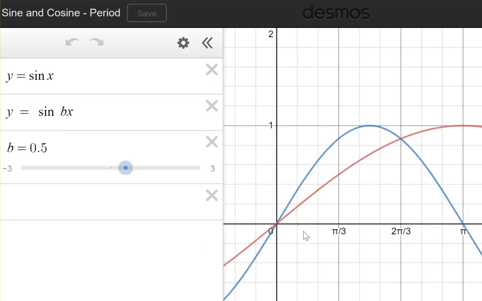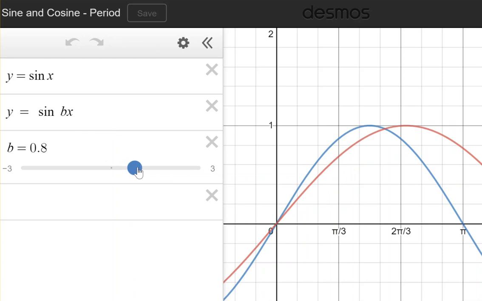I'd like you to open that up, and just like you did yesterday, I want you to move around B. The first blue graph is what the regular sine graph looks like, and then sine bx will make some things change. I'd start with 1, so you can see how it's the same. And then again, move it back and forth, and see what happens as you go through it. When you're done, go ahead and unpause the video.